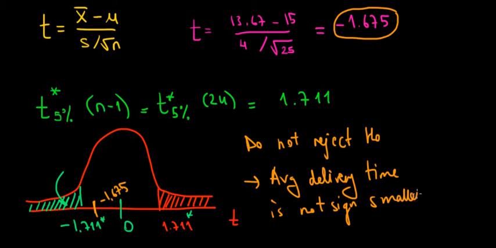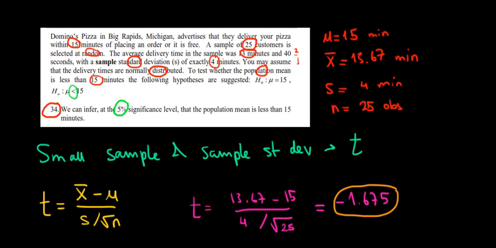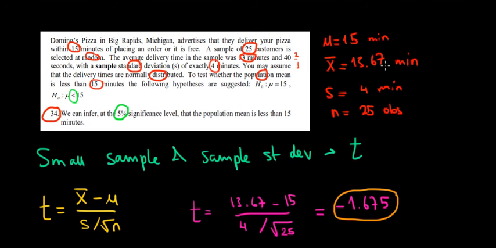What that means is that the mean for our sample that we found, 13.67 minutes, most likely happened by chance. It's not large enough to claim that the actual population mean is less than 15. I hope this makes sense, and we are done.